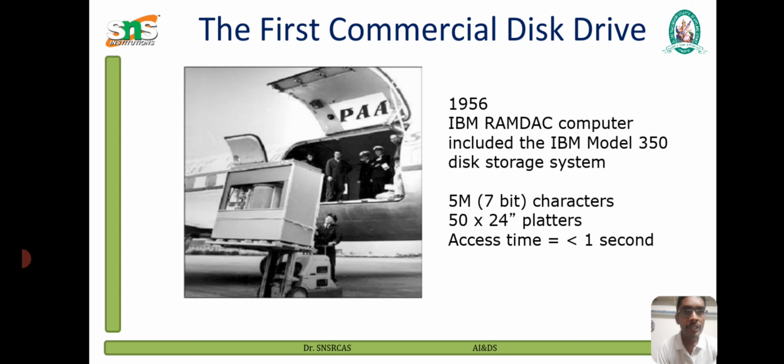Coming to the first commercial disk drive, it was introduced in the year 1956 by IBM, termed the RAMAC computer, which included the IBM model 350 disk storage system. It consists of 5M 7-bit characters on 50 24-inch platters. For this first disk drive the access time is less than 1 second.